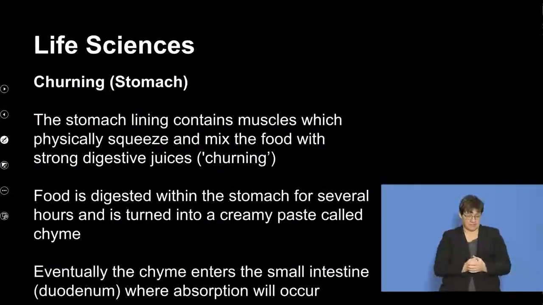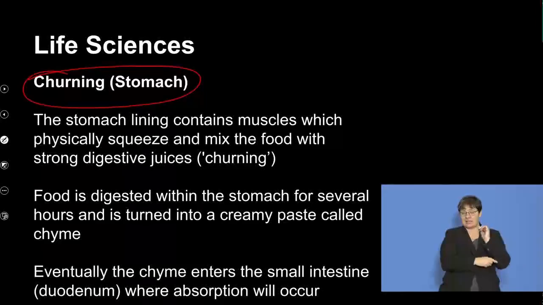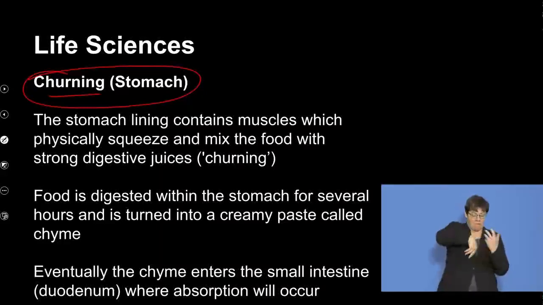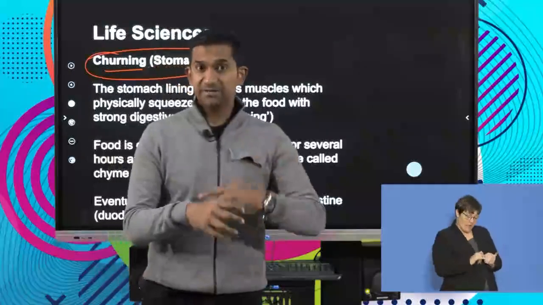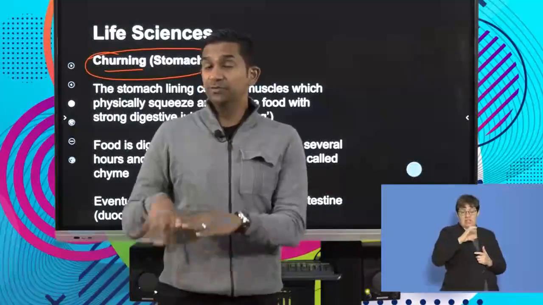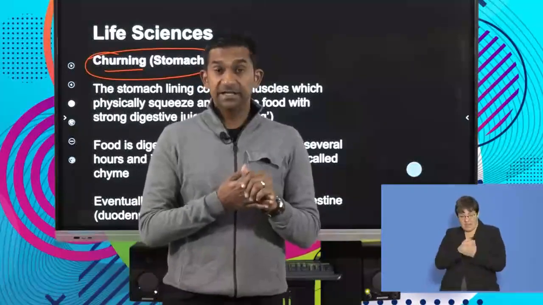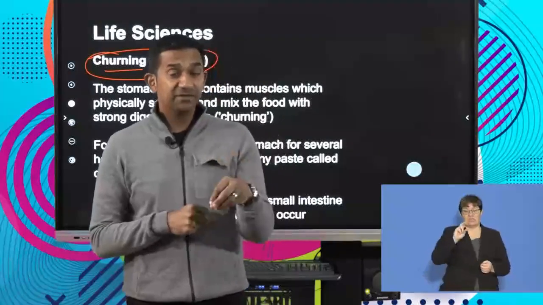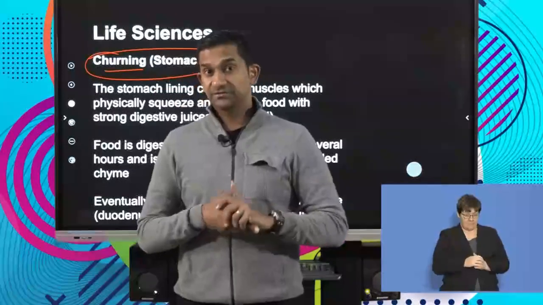So guys, the last bit of the physical process of digestion is churning. And churning again is the mixing of the food with the enzymes in the stomach. And that's an important process where the food spends quite a bit of time in the stomach being churned and mixed with the gastric juices before it moves into the duodenum. Again, that is an important process of preparing the food for the next process of digestion.